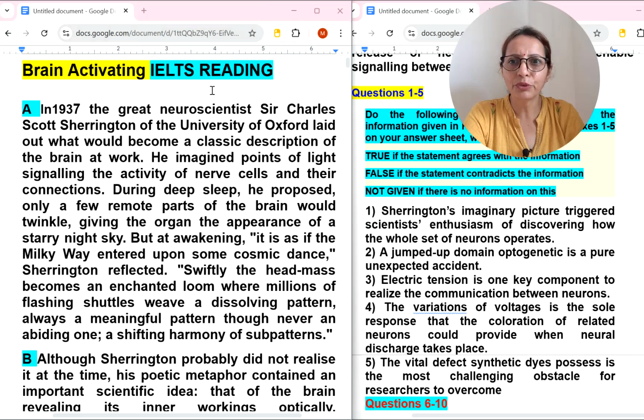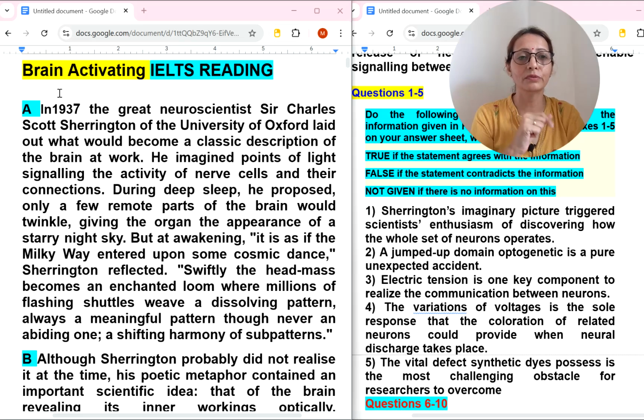Let's do this difficult kind of reading. As I can make out from the title of this reading passage, "Brain Activating" means that the reading may be, yes, the word neuro is there, brain kind of thing will be there. So definitely this will be a difficult reading.